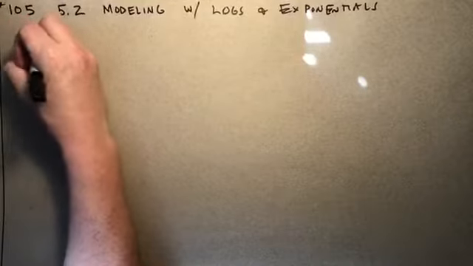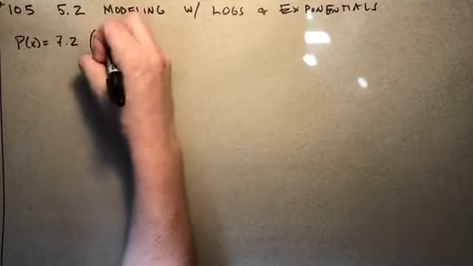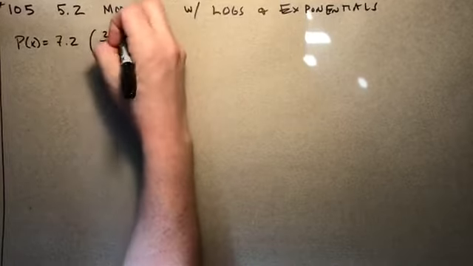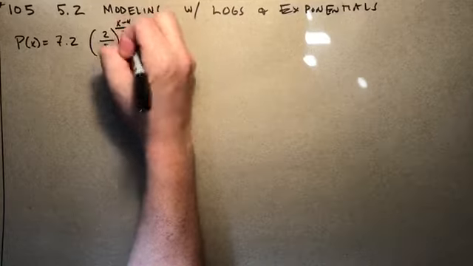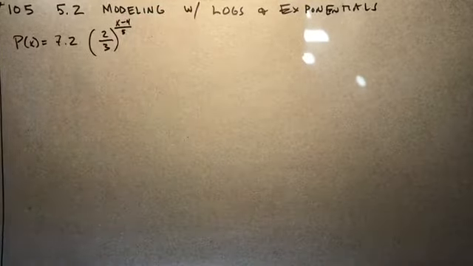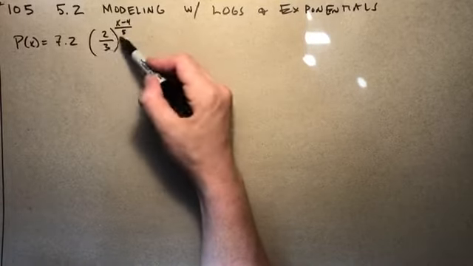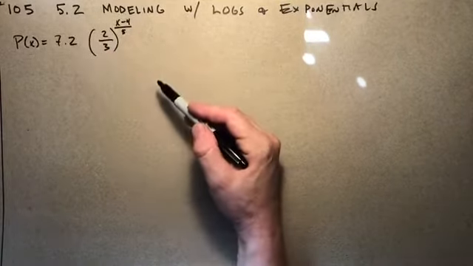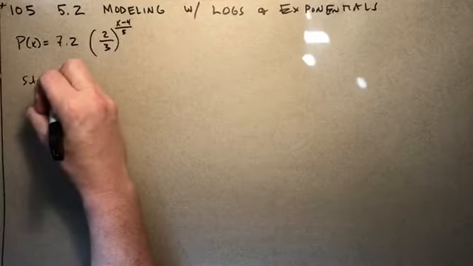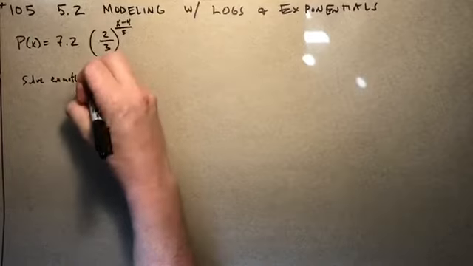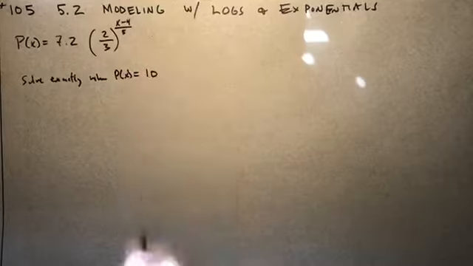We'll say P of x is equal to 7.2 times (2/3) to the (x minus 4) over 5. And I want to solve this. Now, if I look at this, this 2/3 to the 1/5 power is my b value. And so this is an exponential decay. And so let's solve exactly when p of x is equal to 10.